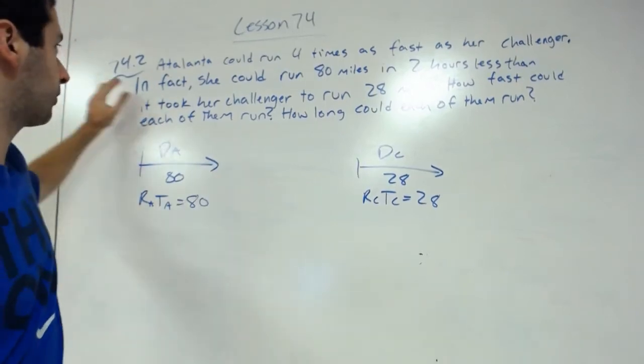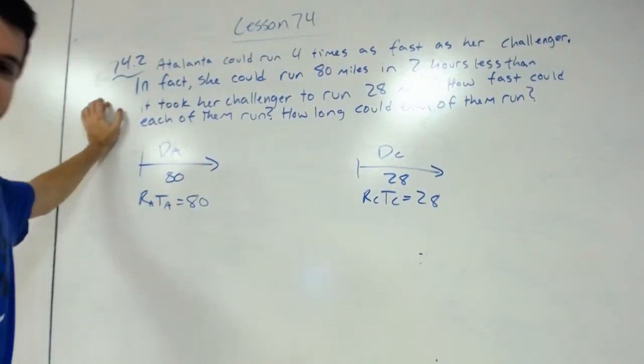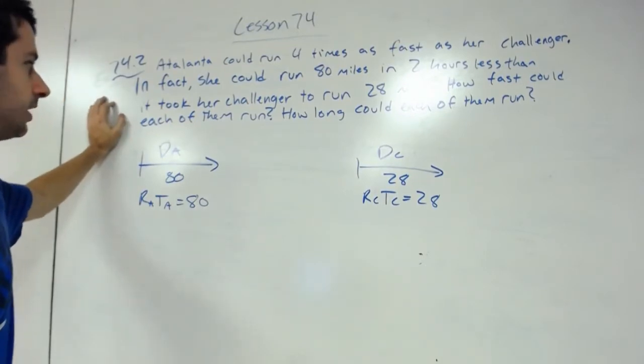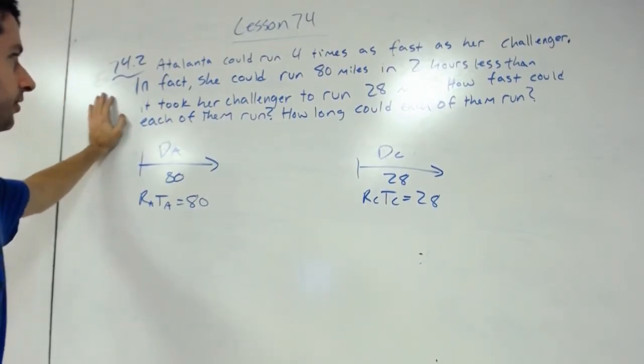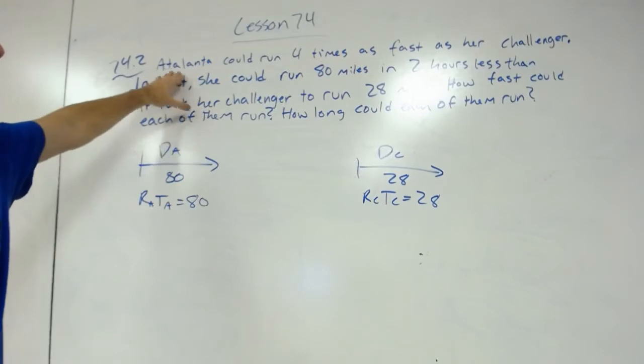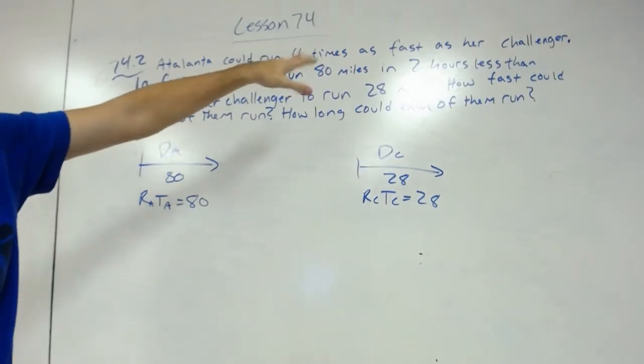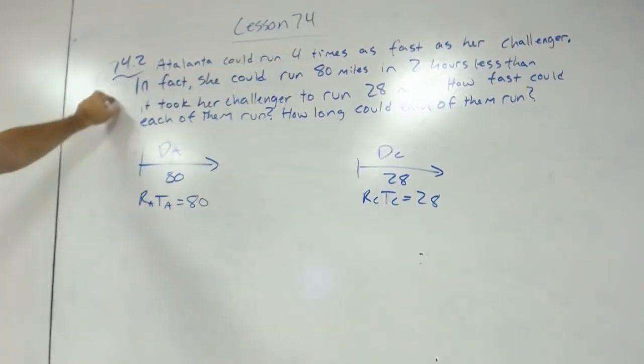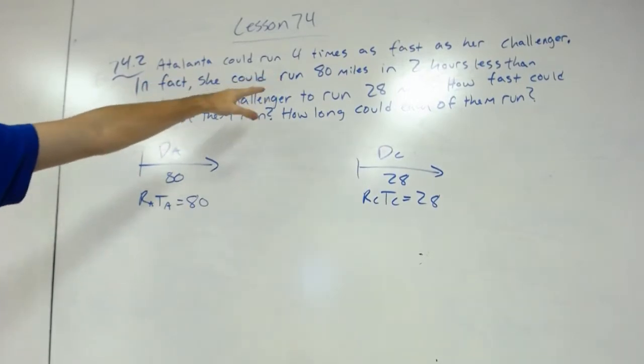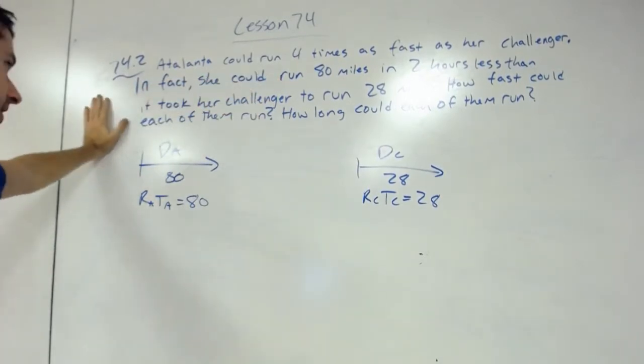Let's look at lesson 74. We're going to look at another example of distance formula problems, just a little bit different. I'll read it first. Elena could run 4 times as fast as her challenger. In fact, she could run 80 miles in 2 hours less than it took her challenger to run 28 miles.